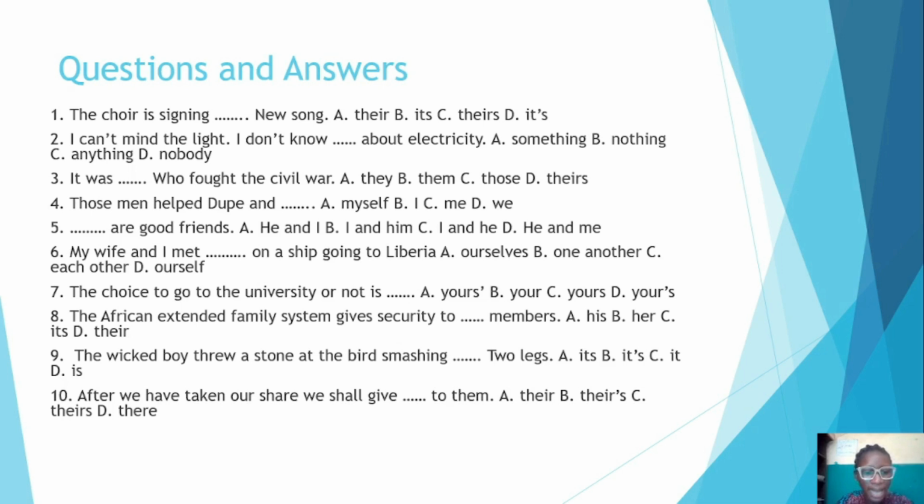And finally, question 10. After we have taken our share, we shall give dash to them. A, there. B, there with an apostrophe and S. C, theirs. And D, there. The correct option is option C. After we have taken our share, we shall give theirs to them.